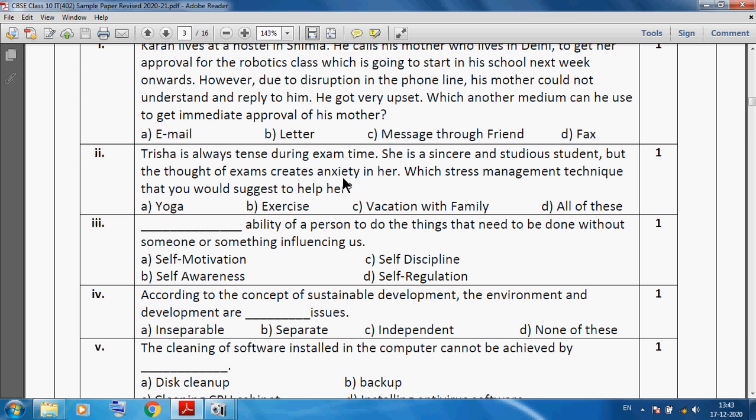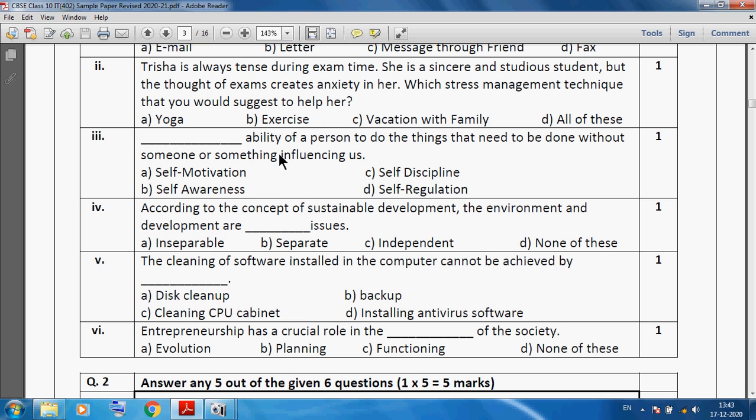I will discuss all the answers later. This is again a self-management chapter question. The ability of a person to do the things that need to be done without someone or something influencing us. So what is this? Self-motivation, self-awareness, self-discipline, self-regulation. So we will select the correct answer. According to the concept of sustainable development, the environment and the development are the issues: inseparable, separate, independent, none of these. So you select the correct answer. I will discuss the answers later.